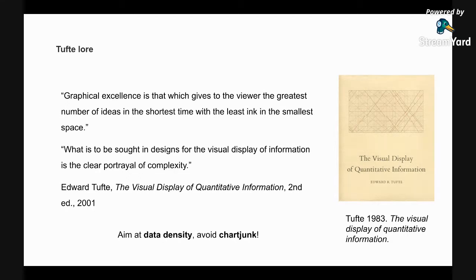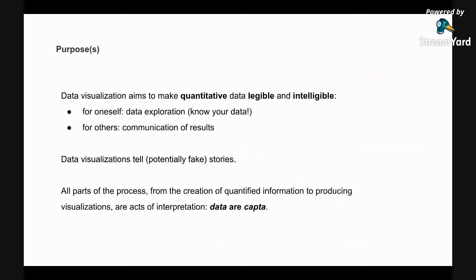For example, graphic excellence is what gives to the viewer the greatest number of ideas in the shortest time with the least ink in the smallest space. So here he's talking about printed visualizations, but you can just replace ink with pixels and it's still valid. And he also introduces concepts like chart junk that are very useful when talking about bad visualizations, and we will see later in these slides some examples of chart junk.